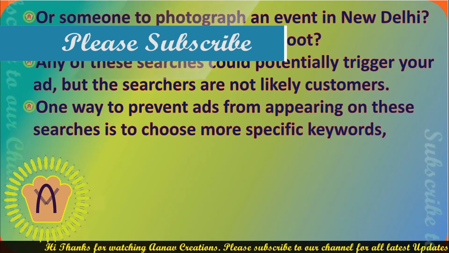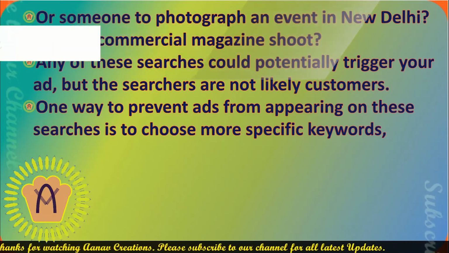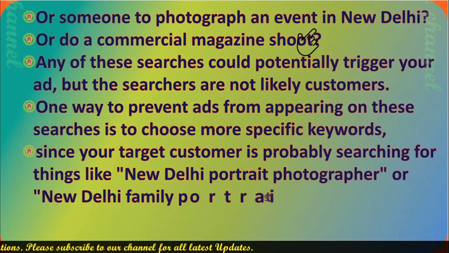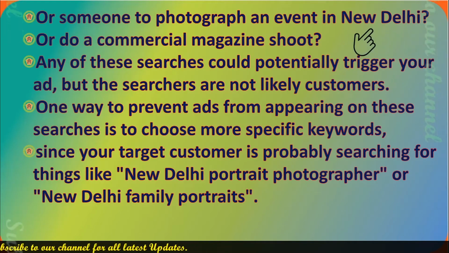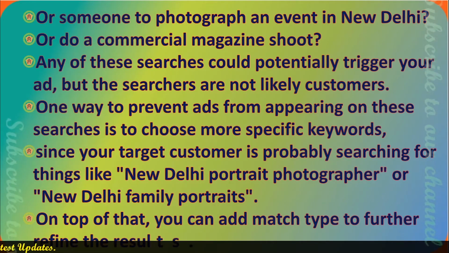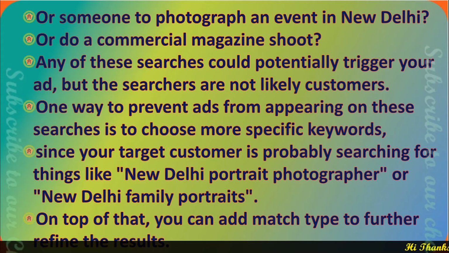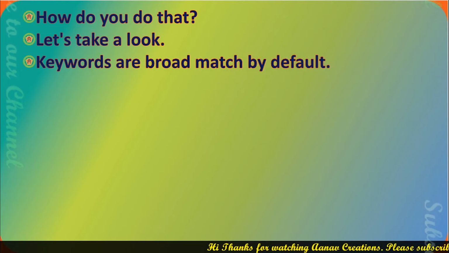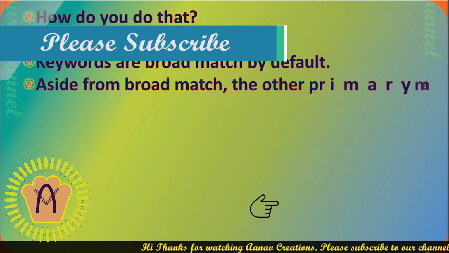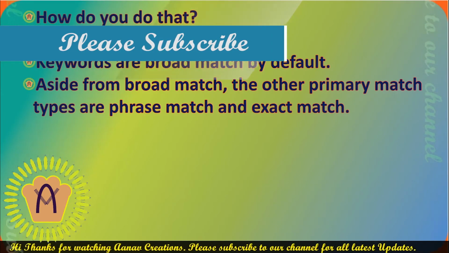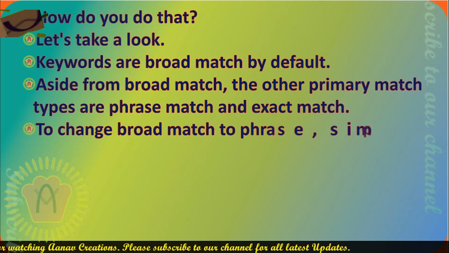One way to prevent ads from appearing on these searches is to choose more specific keywords, since your target customer is probably searching for things like New Delhi portrait photographer or New Delhi family portraits. On top of that, you can add match types to further refine the results as well. How do you do that? Let's take a look. Keywords are broad match by default. Aside from broad match, the other primary match types are phrase match and exact match.